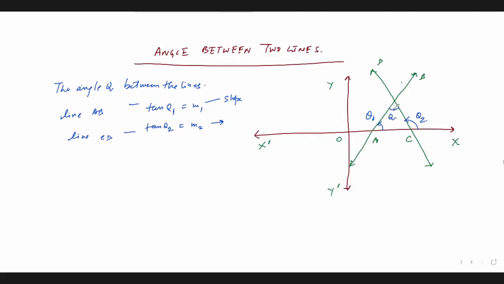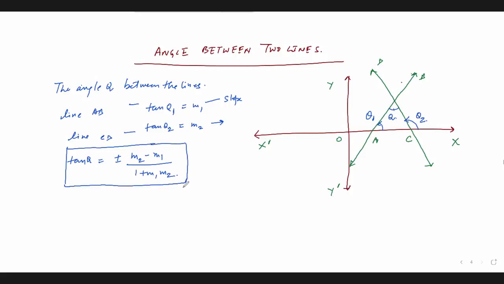So if I need to find this angle, my formula becomes tan theta is equal to plus minus M2 minus M1 divided by 1 plus M1 into M2. So why are we applying this formula in order to find the angle between the two lines? Let us discuss it, let us prove where this formula is coming from.